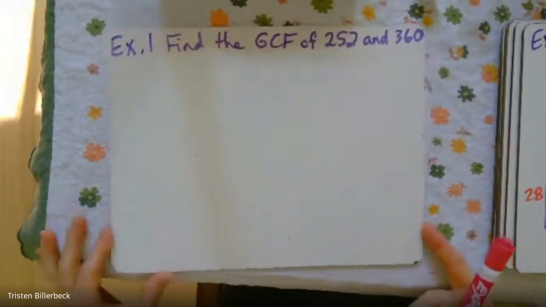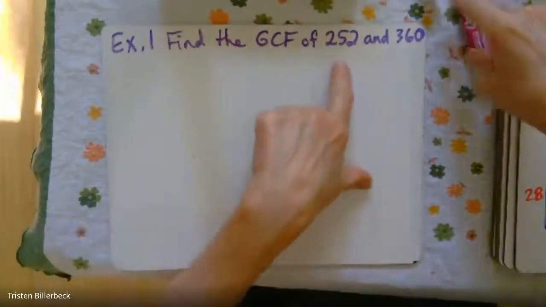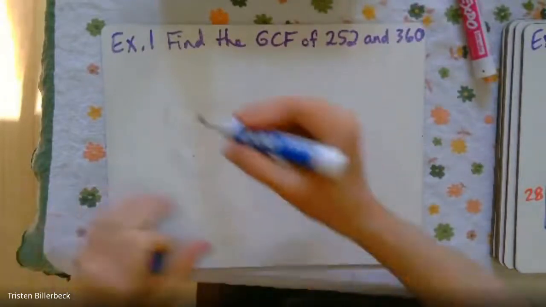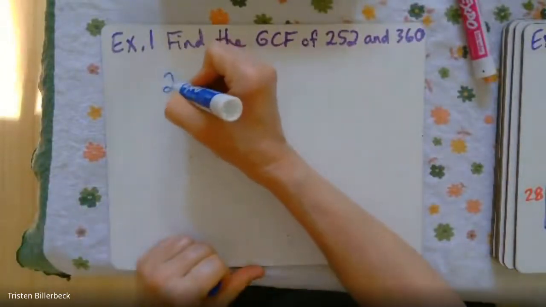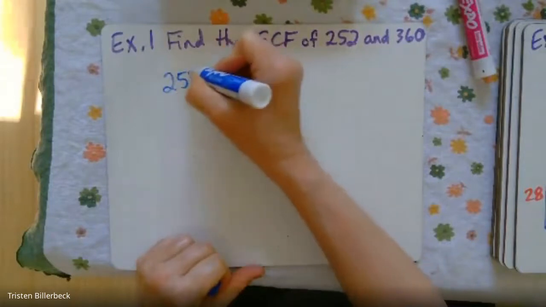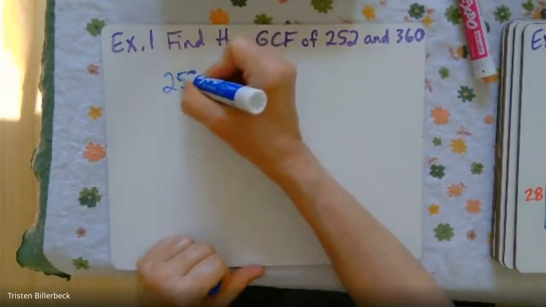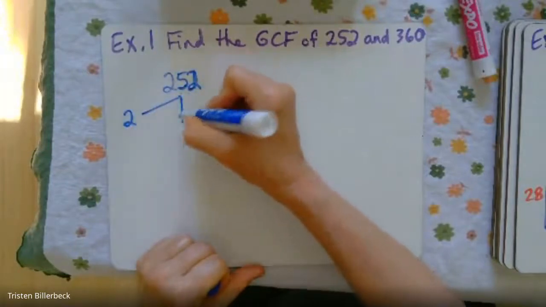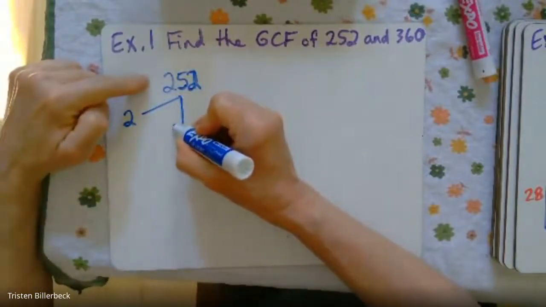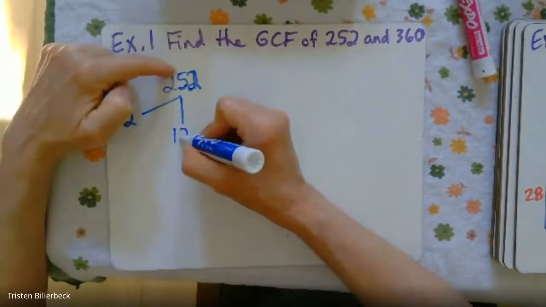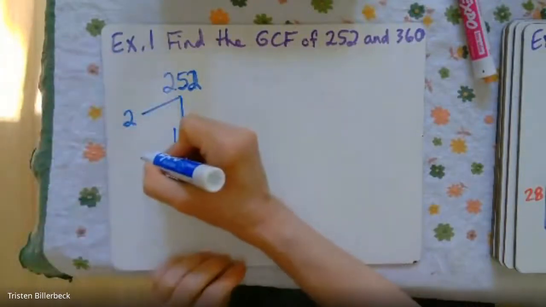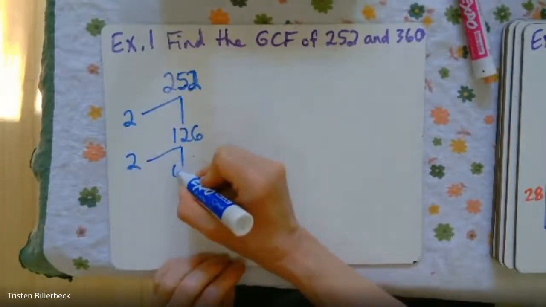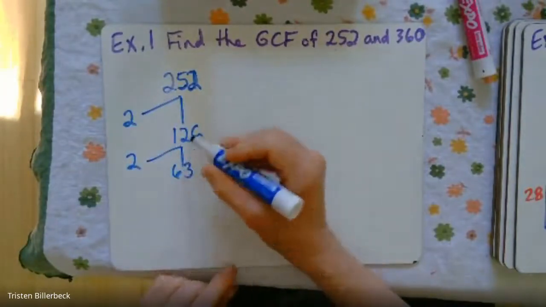So let's look at finding the greatest common factor of 252 and 360. Well, let's just start with a factor tree. That's 252. It's an even number, so that's easy. We know it's divisible by 2. So when we divide this by 2, we have 126, and it's divisible by 2 again. When we divide that, we get 63.